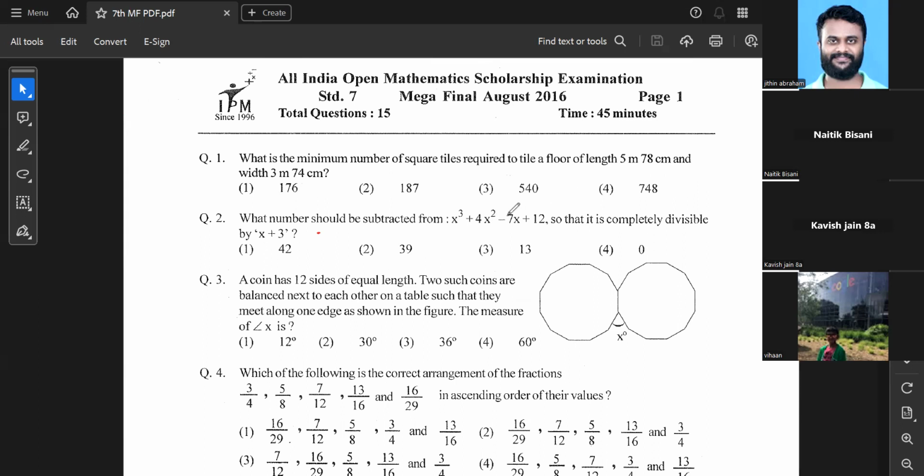Correct. So this is your equation minus a, where a is the number which is to be subtracted. What you have to do is put x equal to, from here you'll get x equal to minus 3. You just substitute it over here and equate it with 0, and you will get the answer. What should be the a?